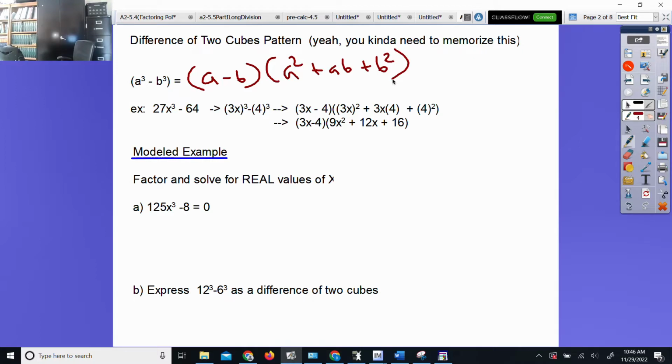I've got an example that's worked out. It's 27x cubed minus 64. And when I see 27x cubed, what I see is a 3x that's cubed, because what's 3x times 3x times 3x? And when I see a 64, I see a 4 cubed. That's how I pick out my a and my b. Okay?